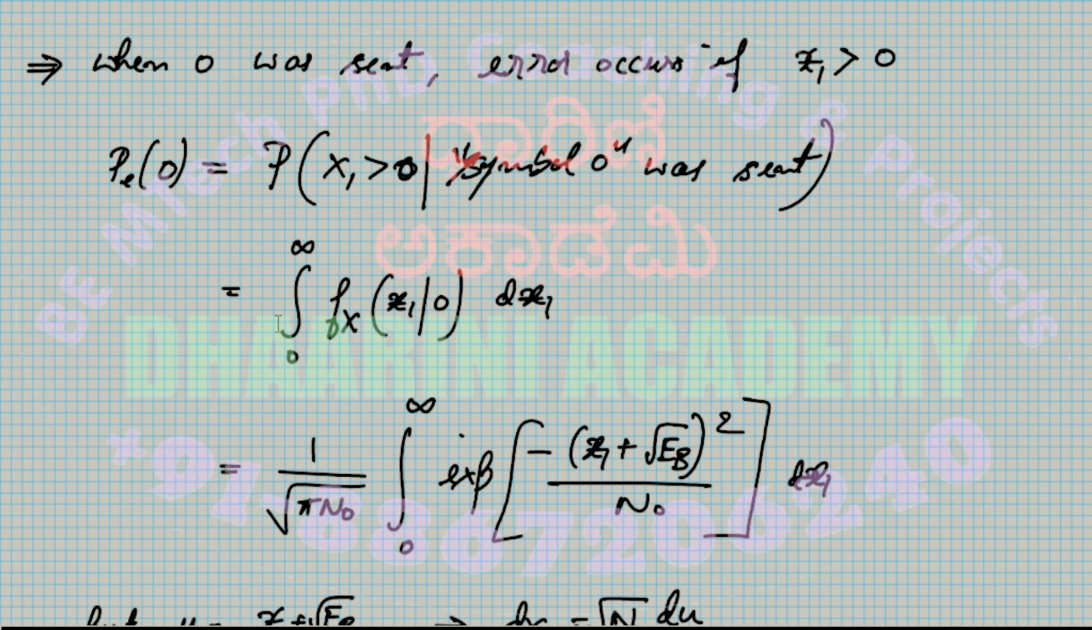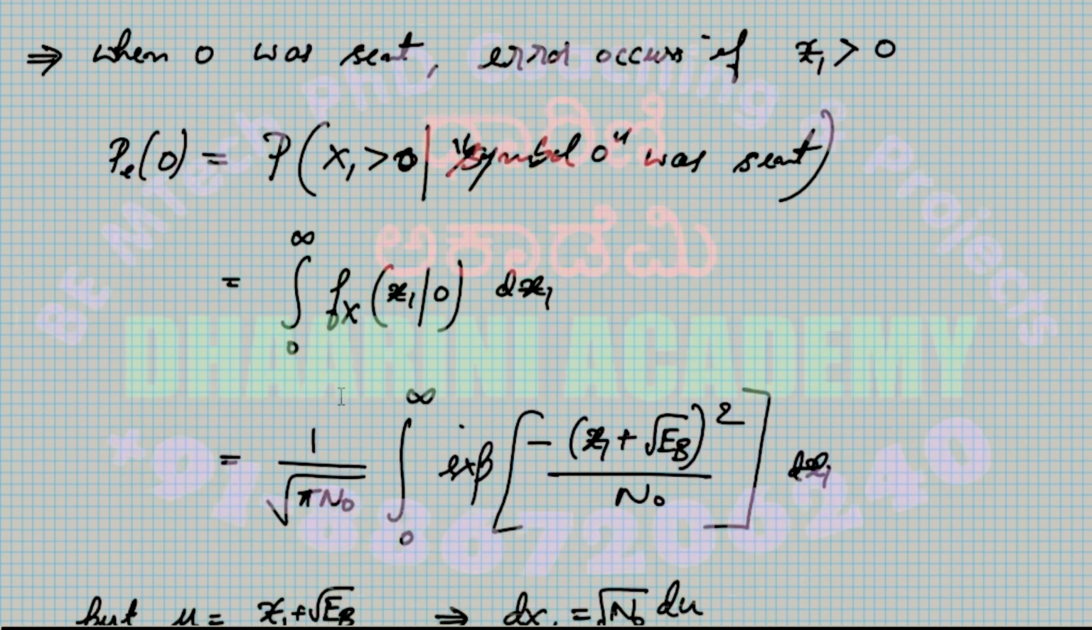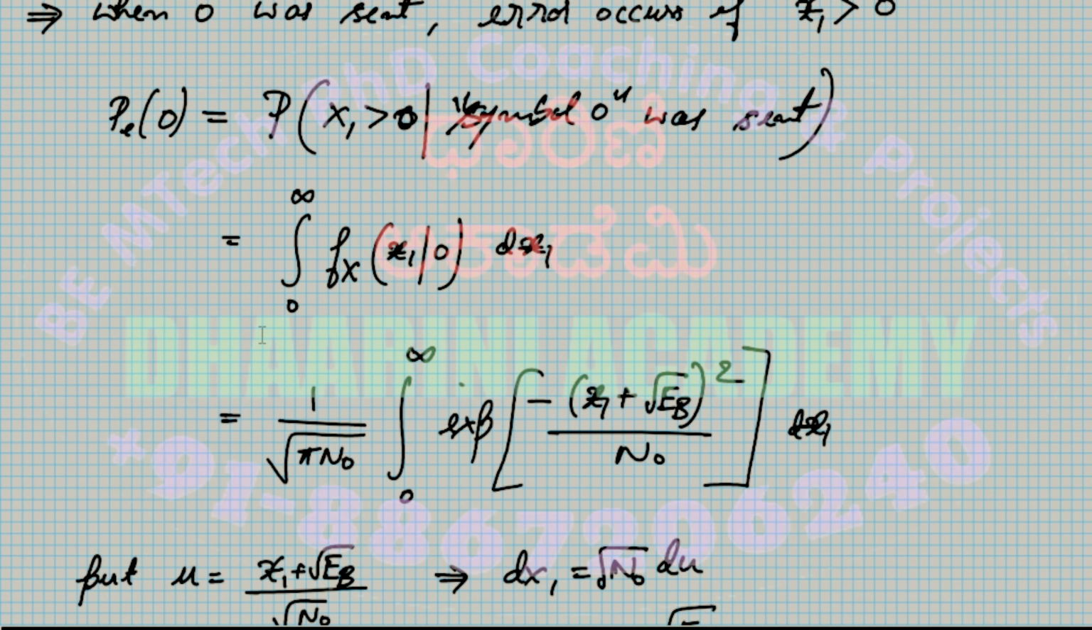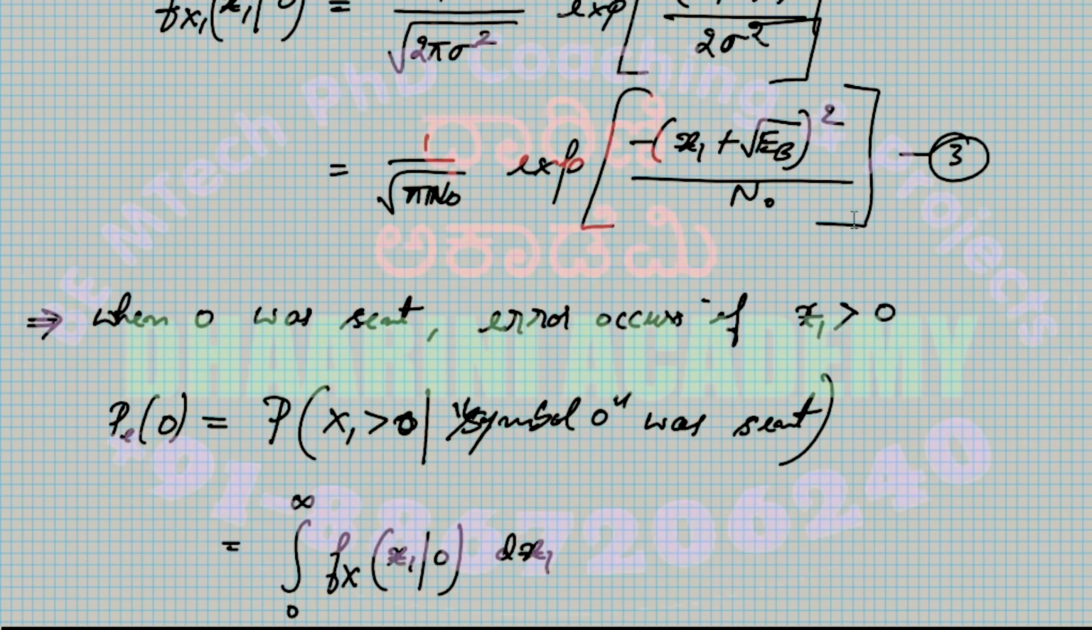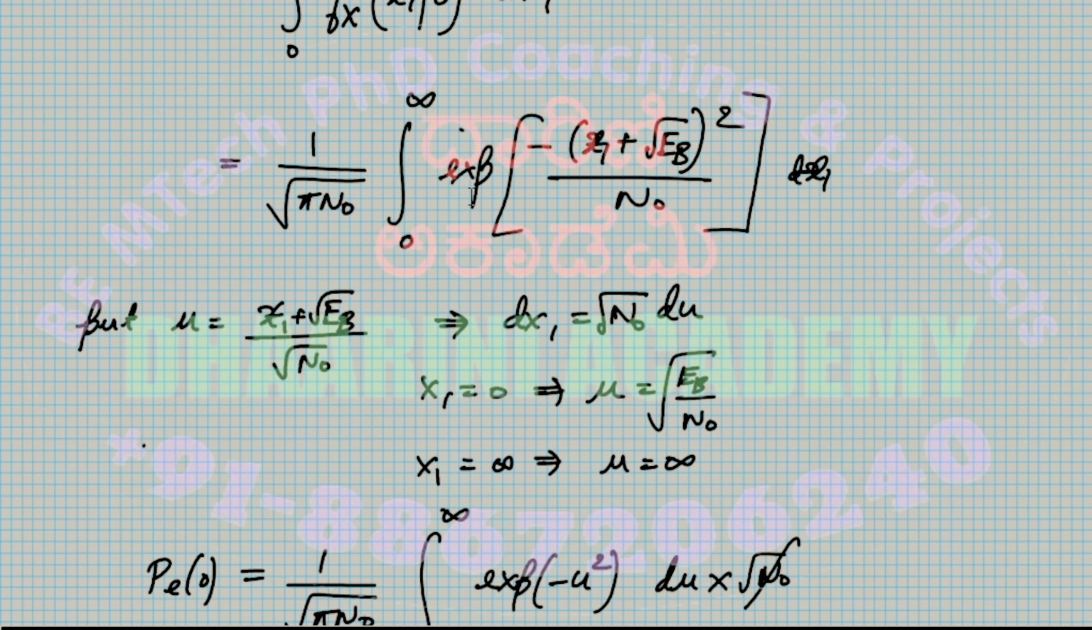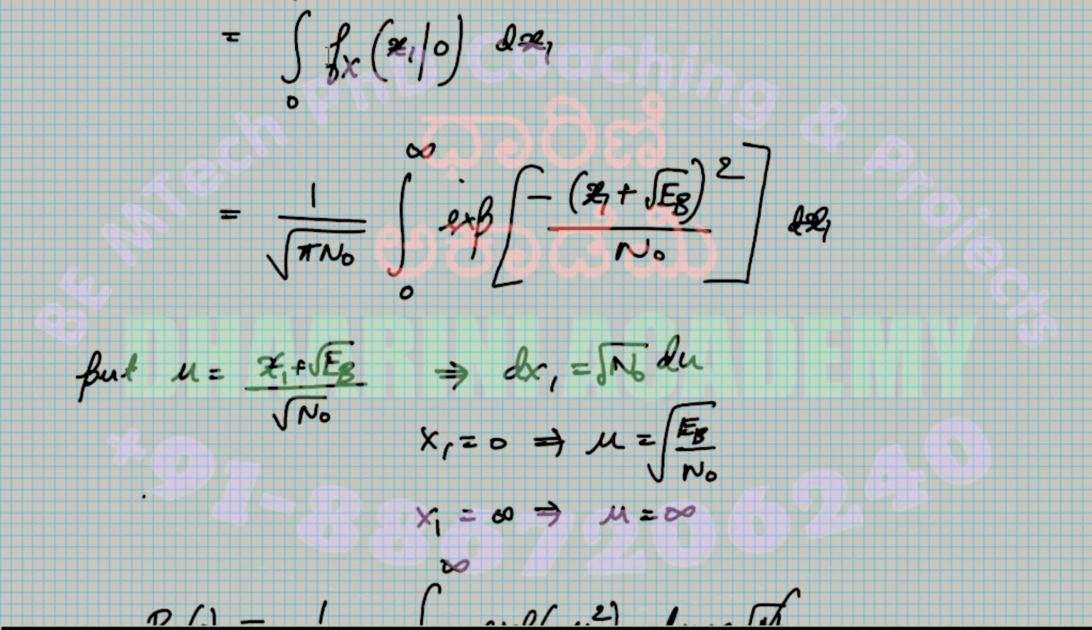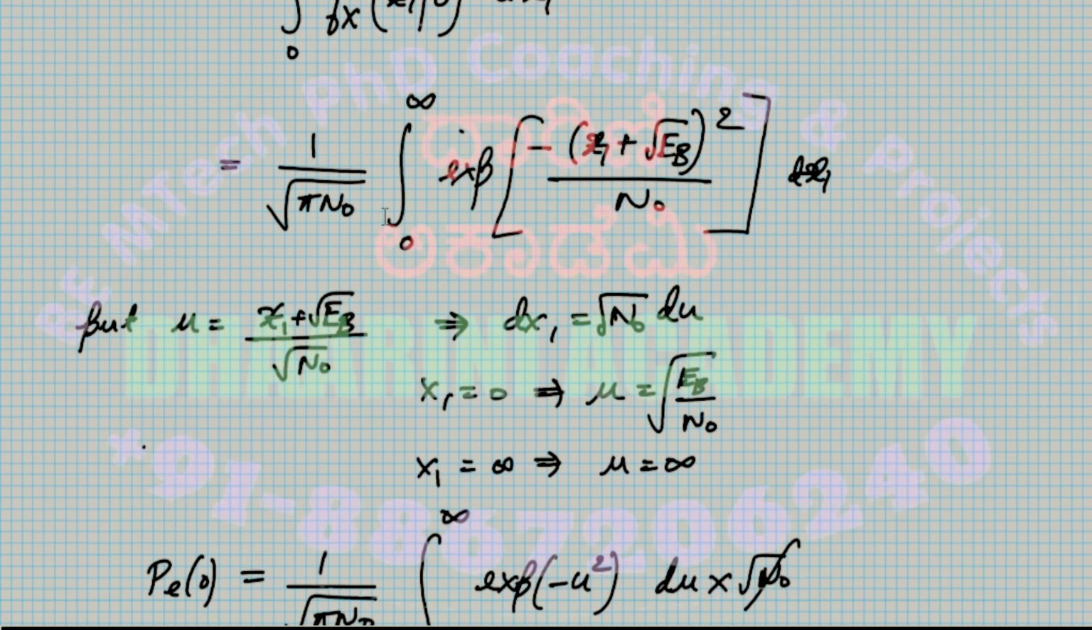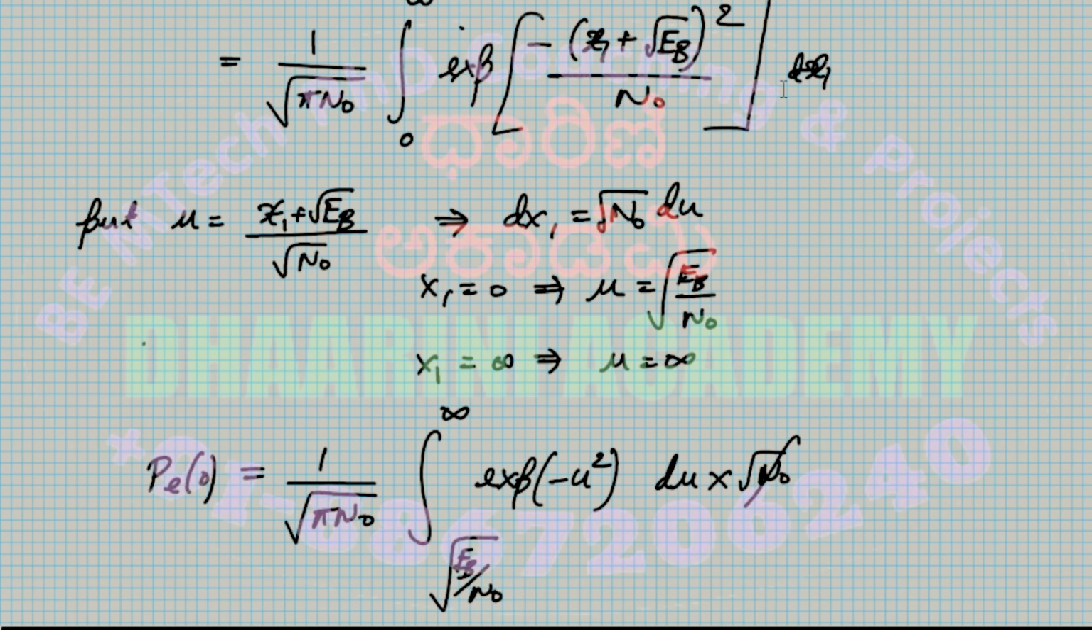The region denoted as x1 greater than 0 means it can be 0 to infinity. So see, the limit changes. Only the limit is defined by this condition. So substitute that equation we just derived here, equation 3. In this equation, you substitute for fx1 of x1 comma 0 and you get this. Now the fundamental idea is that I cannot integrate this directly, that's what calculus says. Make a substitution.